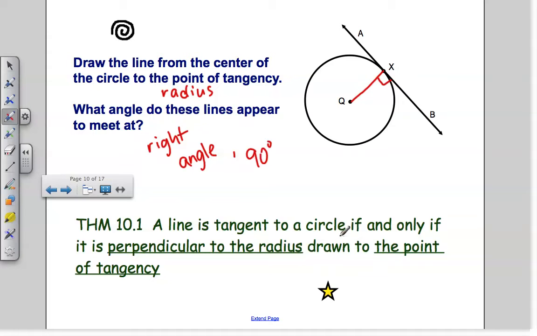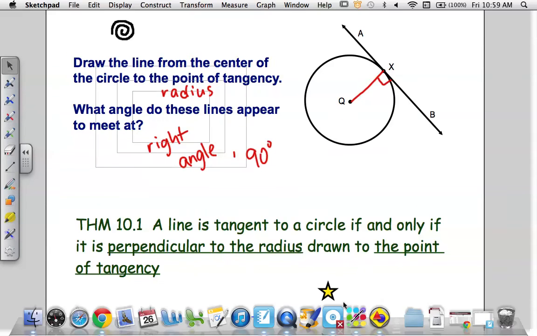So it's kind of neat. It's a way to check if you have a tangent line, if it's perpendicular to the radius drawn to this potential point of tangency, and you know that it's true. If you have a tangent line, you can draw the radius and know it's a right angle. And I'm going to prove that to you in Geometry Sketchpad here.